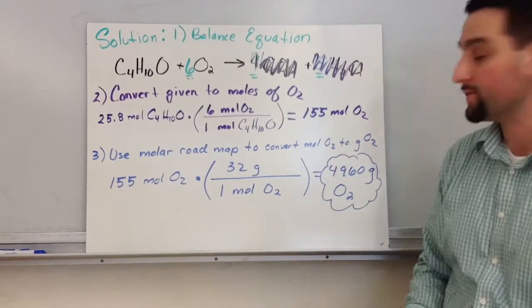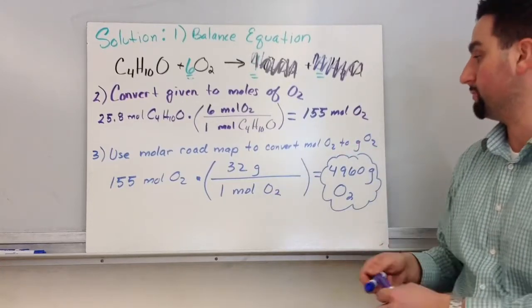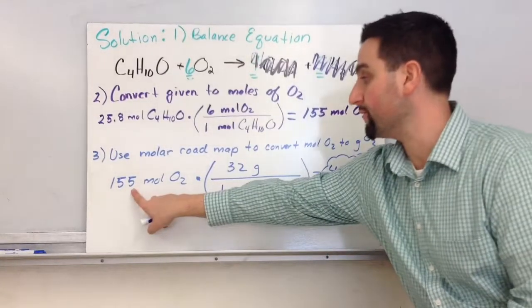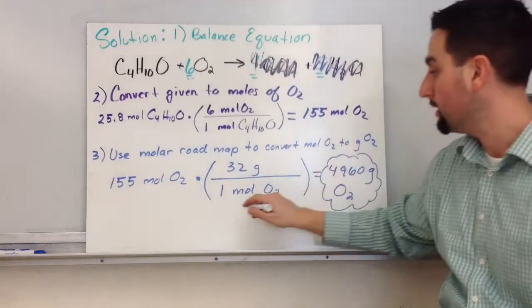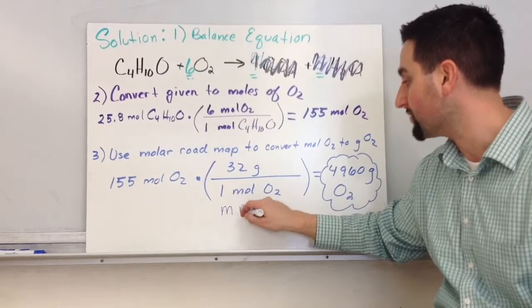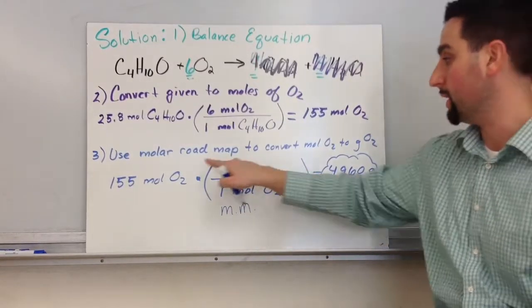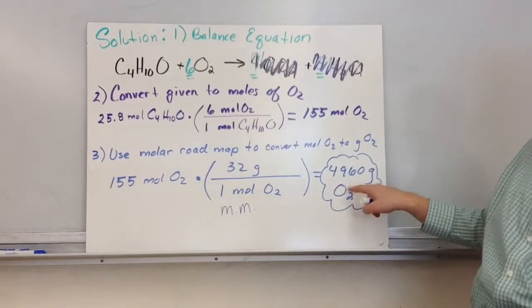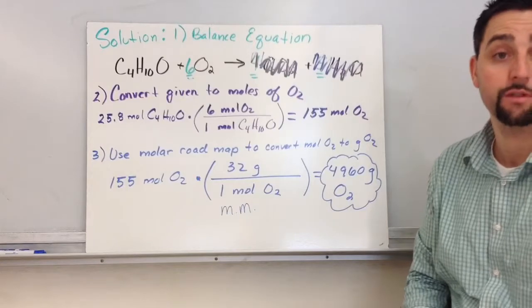But they don't want moles. They want grams. So let's use the molar mass of oxygen. So 155 moles of O2 from the previous step. I know that the molar mass of oxygen is 32 grams per mole, times my number of moles, and I get 4,960 grams of O2.